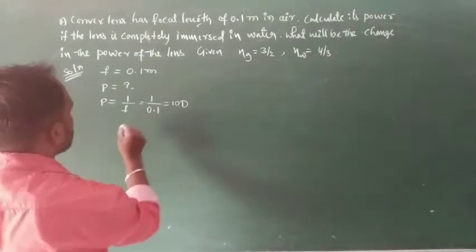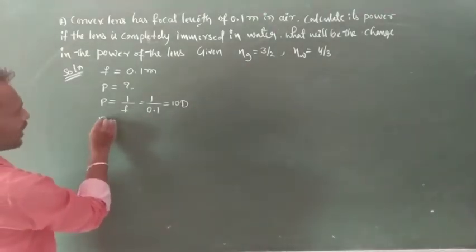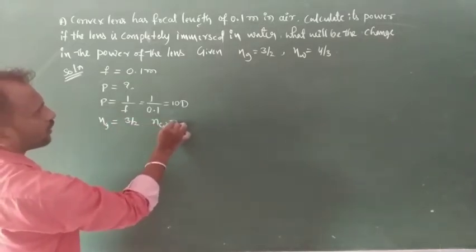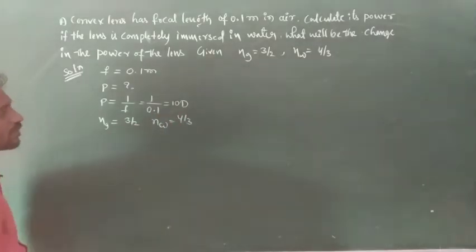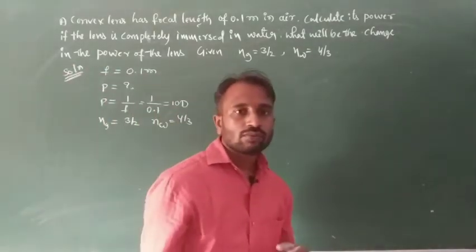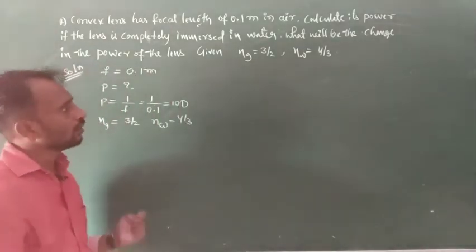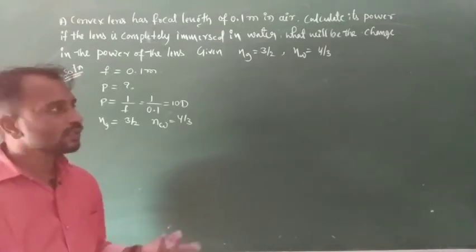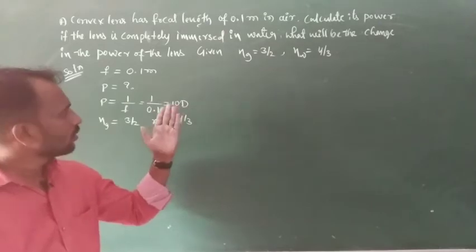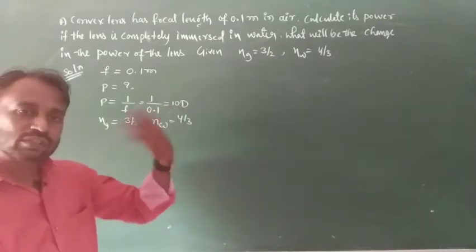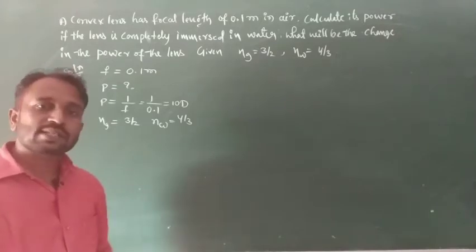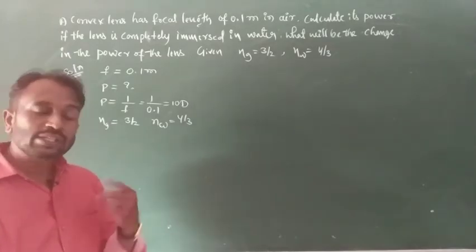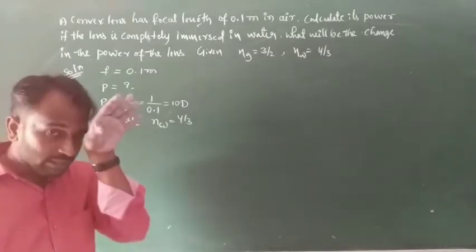So the given data: the refractive index of glass is 3 by 2 and the refractive index of water is 4 by 3. By using these refractive indices, we want to calculate the power of the lens when it is placed in water. We get the power of the lens when it is present in air, then the power of the lens when it is placed in water. Then if you subtract these, we will easily get the change in power of the lens.